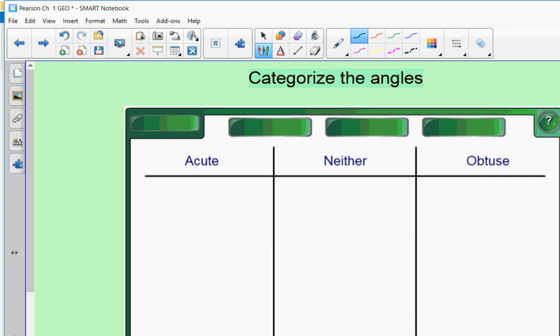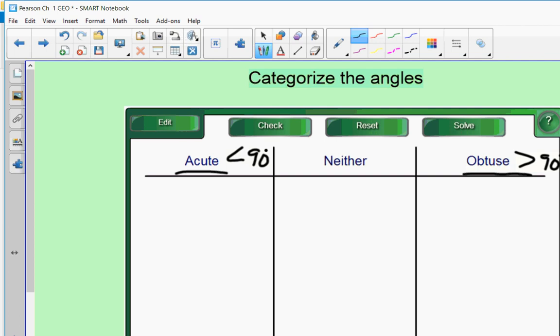Okay, we've got another little quiz here. We've got angle measures down here at the bottom, and we have acute here and obtuse here, and we have some angles that I can't call either one of those, so we'll put them in the neither. So remember, acute is going to be less than 90 degrees. Obtuse is going to be greater than 90 degrees. And neither is going to be something that doesn't fit.